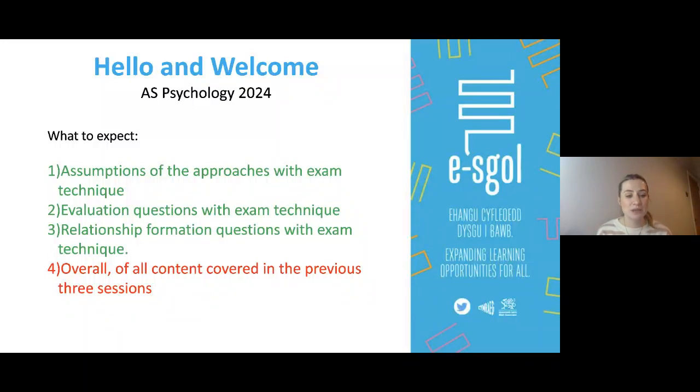Now, what I'm going to do today is pull all of the content covered in the last three sessions together and do a bit of an overview in terms of exam technique, assumptions, evaluations, relationship formation, and just some top tips with revision and how to tackle just the amount of content that you have to know for this AS psychology, because as you are aware, there is a lot of content that you need to know and be able to recall in the exam.